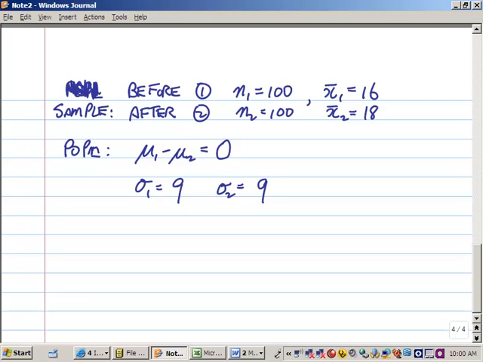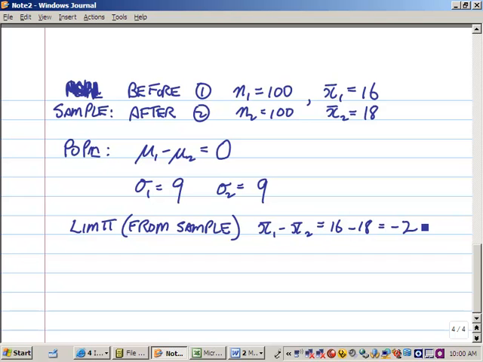Okay, so we have that, and the last thing we need is the limit. But the limit in this case is from the sample. It's not always the case. Sometimes you're not given sample data like in this question. So the limit x bar 1 minus x bar 2, 16 minus 18, is minus 2.